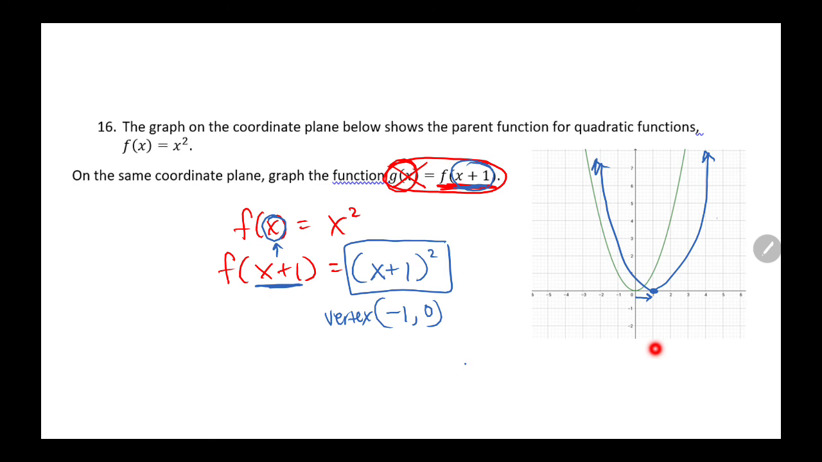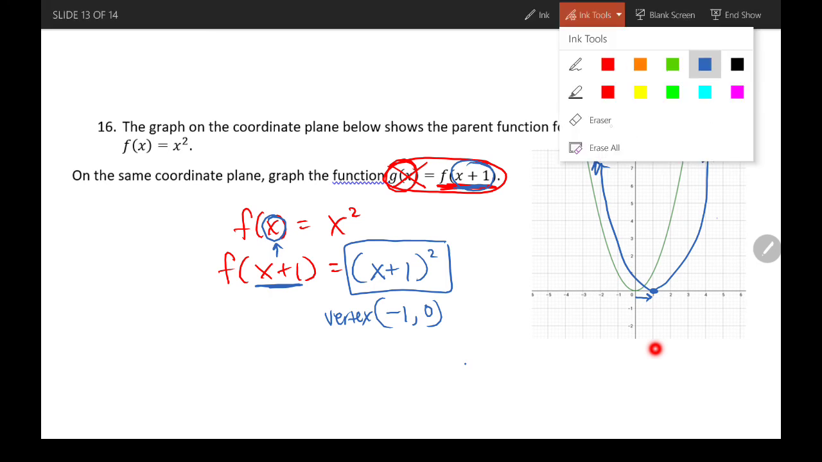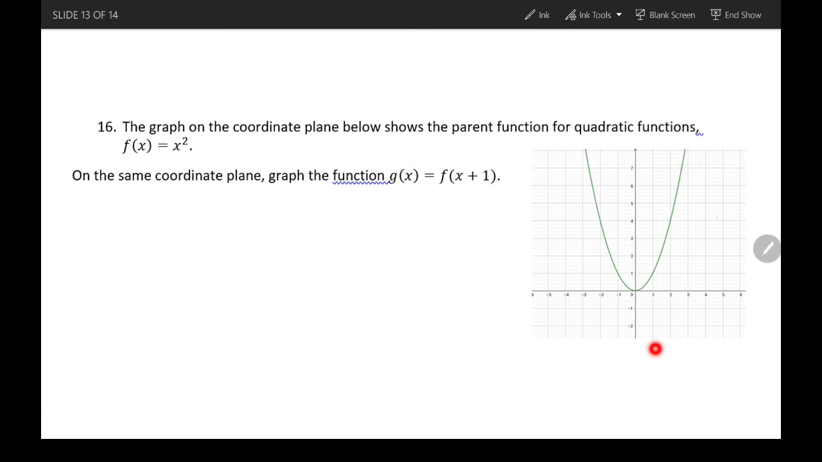Oh, whoops, I totally got that wrong. Okay, it's 1 unit to the left. Okay, because I've made a huge mistake. Yes, teachers make mistakes. Okay, let me try this again.